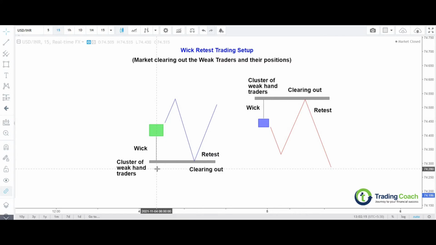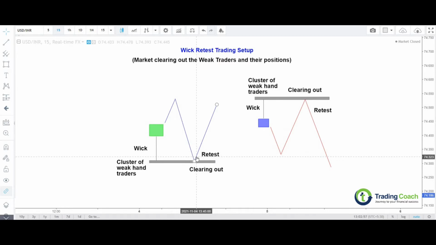So typically what's happening here is right after this wick formation, we will have a cluster of weak hand traders. The traders who are pretty weak in the market, people with less capital, like retail traders and small scale portfolio managers, will all take positions somewhere around this particular wick, and somehow they might have got trapped within this specific wick. So when the market comes back and retests this specific wick, it usually clears out all these weak traders and their positions.